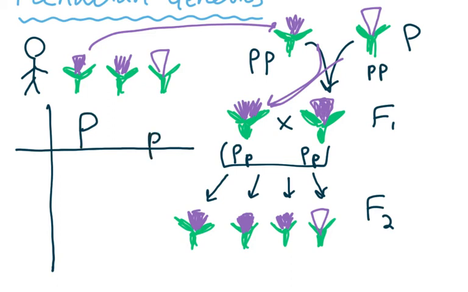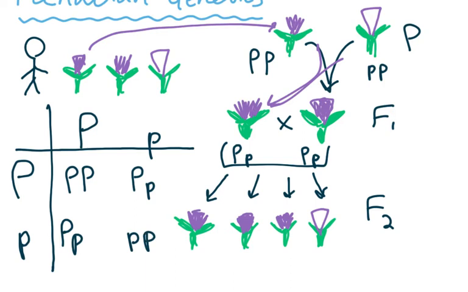The one on the right could pass along either a big P or a little p also. So if we look at the different combinations that we can get from this, we can get two big P's, or homozygous dominant. We can get one of each. We can also get one of each here. So these are the heterozygotes. And we can get homozygous recessive over here.